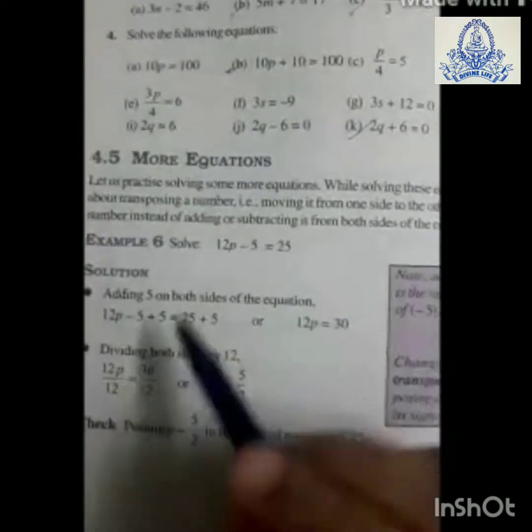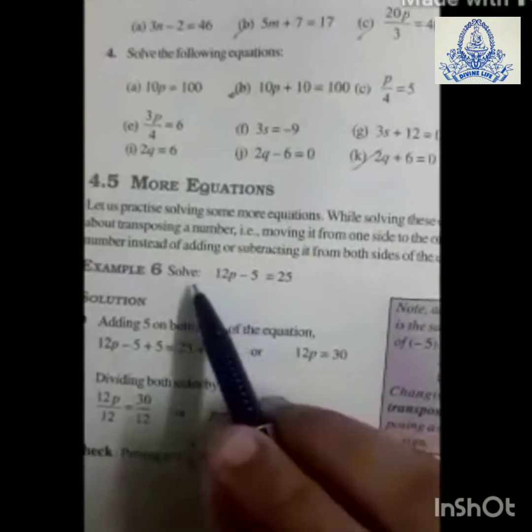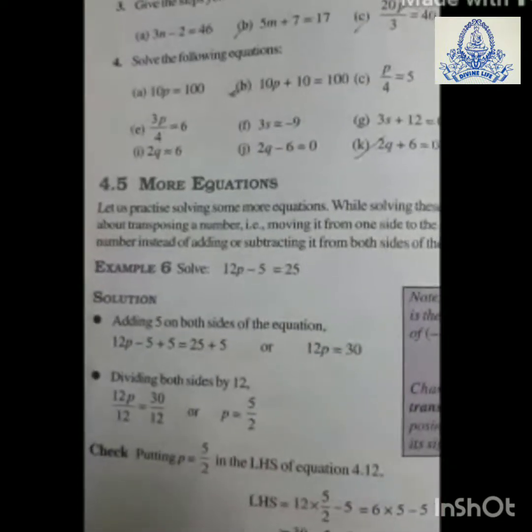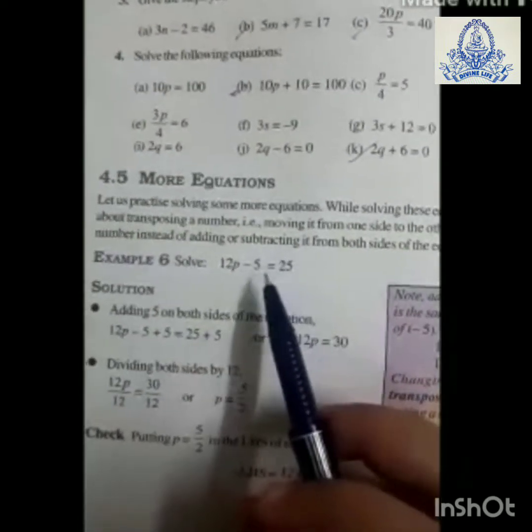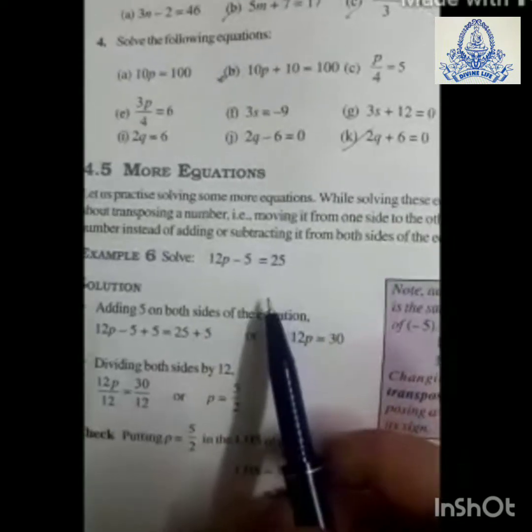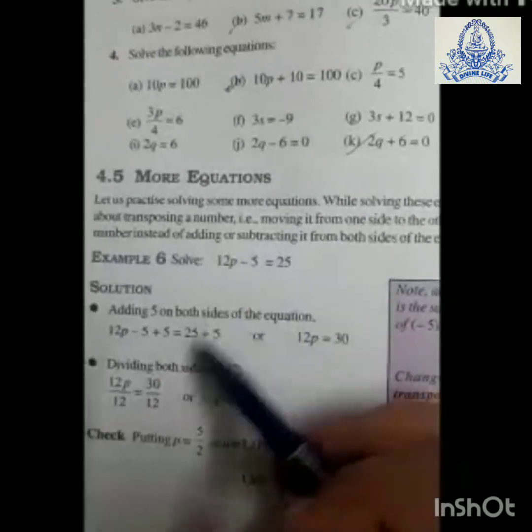See this. Solve 12p minus 5 is equal to 25. According to 4.2, you would solve this example by adding plus 5 on both the sides. But we are going to see another way. Now let us see this.